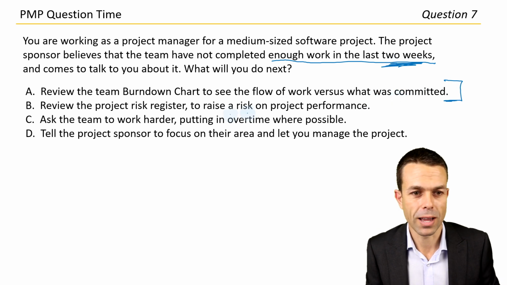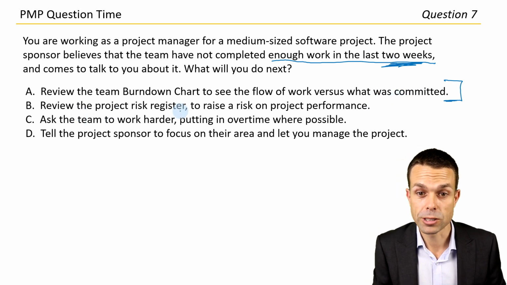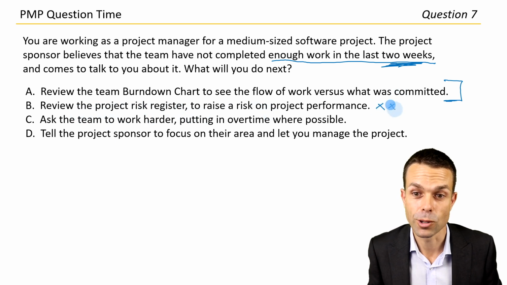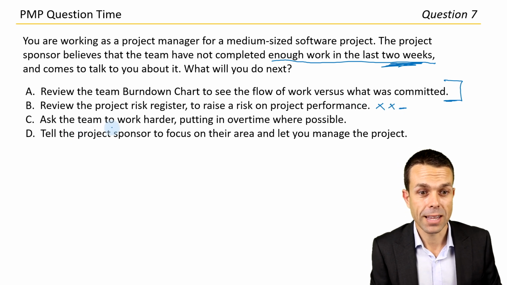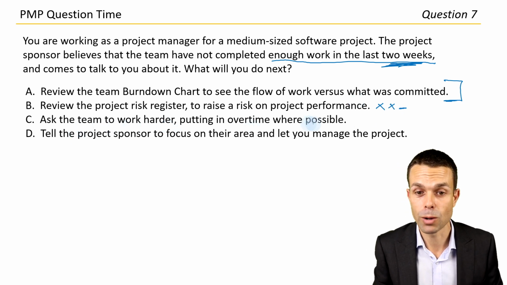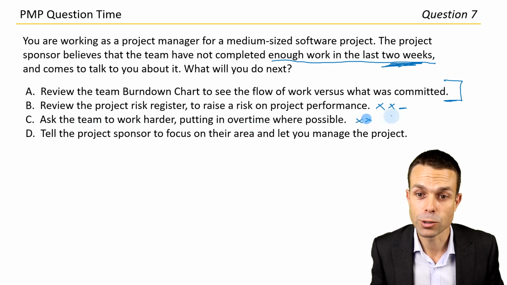Let's see what other options we have. Review the project risk register and raise a risk on project performance. I think we need to check first, so let's not raise a risk just yet. We need to confirm with data. Ask the team to work harder, putting in overtime where possible. We don't want that either because we want a sustainable flow of work.